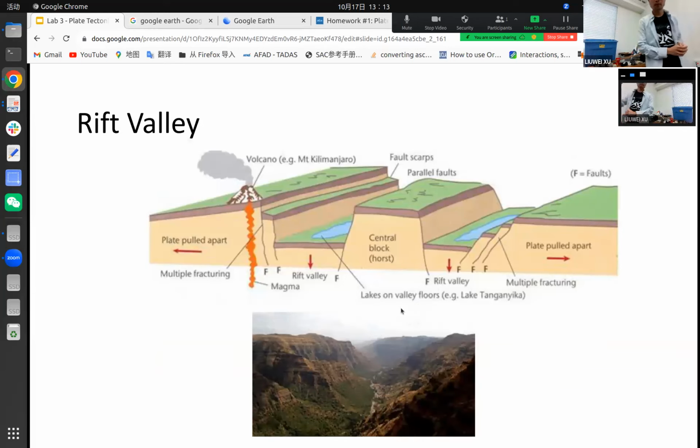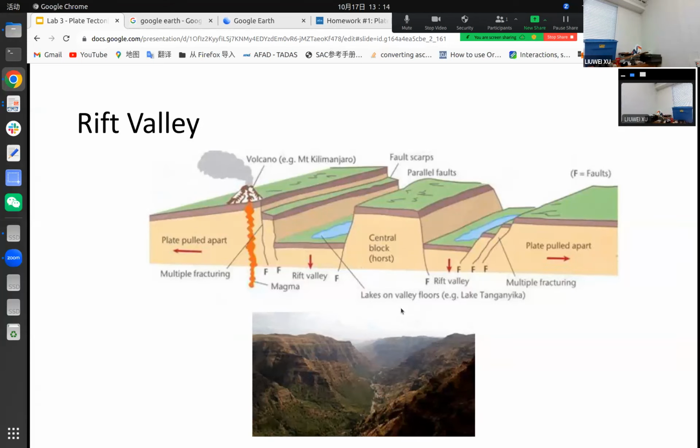Rift Valley. This is a divergent boundary. If the divergent boundary appears in the ocean, in the middle of the ocean, it is a mid-ocean ridge. If it appears on the land, on the continent, it is a Rift Valley.